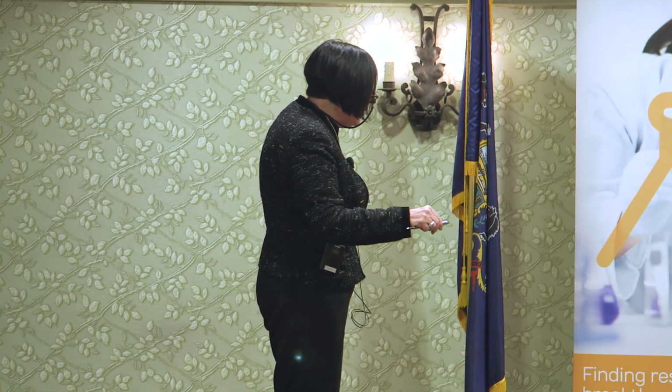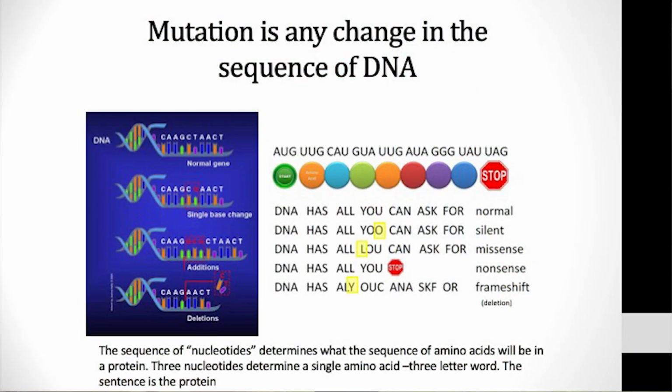Think of this as sentences. So we have a code, and every 3 letters, each one representing a nucleotide. Remember those building blocks, that alphabet represents a word. So if everything's working perfectly, you can see that first line, normal. That spells out DNA has all you can ask for. Those are like putting proteins together, or what we call amino acids. But you might have one change in that top sequence that results in a change in a letter that's silent, meaning it doesn't make a difference. It still sounds like DNA has all you can ask for.